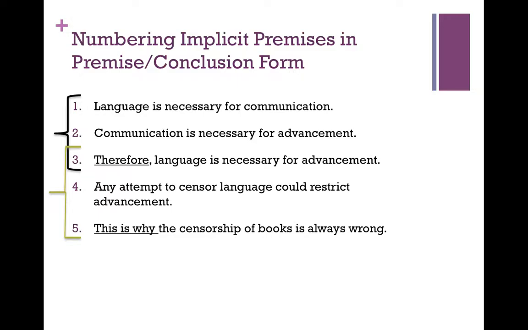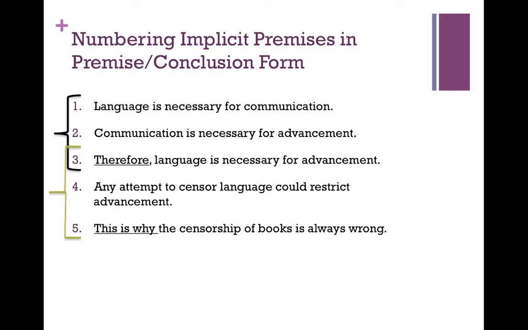There are actually a couple of assumptions, but I'm only going to focus on one just because I don't want to get too confusing with the argument. But think about this for a second. Here's what the argument is saying. 3, 4, and 5. Language is necessary for advancement. Any attempt to restrict language could restrict advancement. This is why the censorship of books is always wrong.